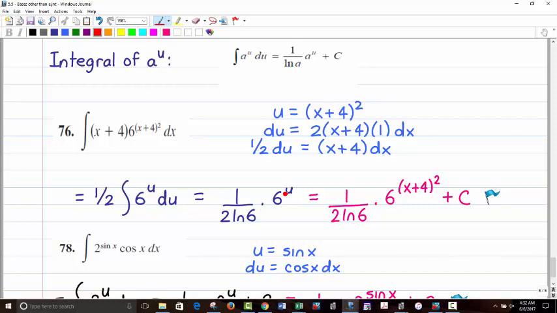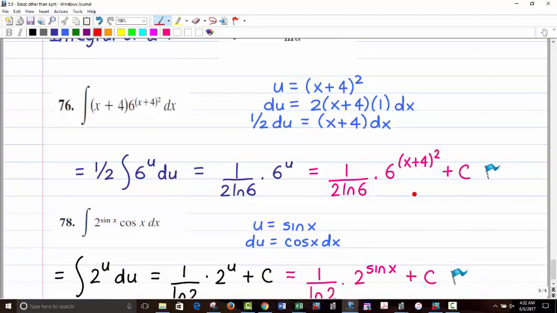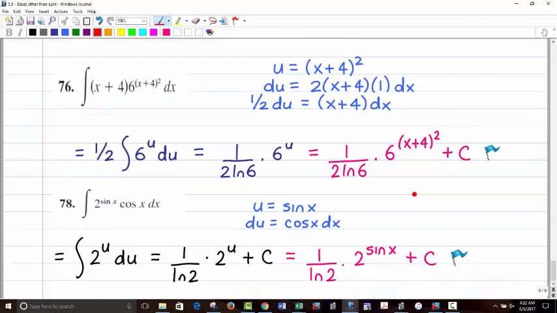6 to the u. Then, of course, you always have to change back to your original variable. So u is x plus 4 squared. So I changed it, and there's our final answer. So you see, this is not that bad. It's just a slight modification to the e that we've already learned. Fantastic. And the last one.